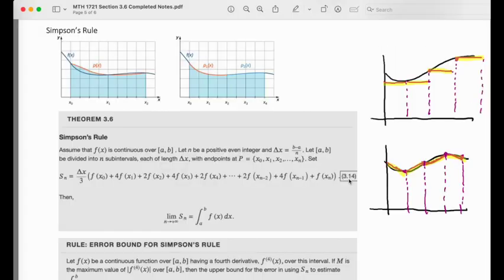Okay, here's the last method that we're going to use in this section. This is another way to approximate using numerical integration.